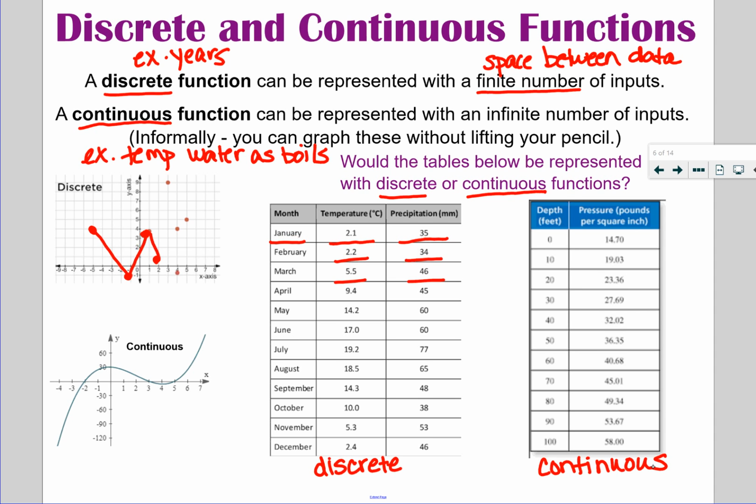So this tells us if we're actually graphing this, the first table of values could be represented with a scatter plot or a line graph. The second table or set of values would be represented with a smooth curve.